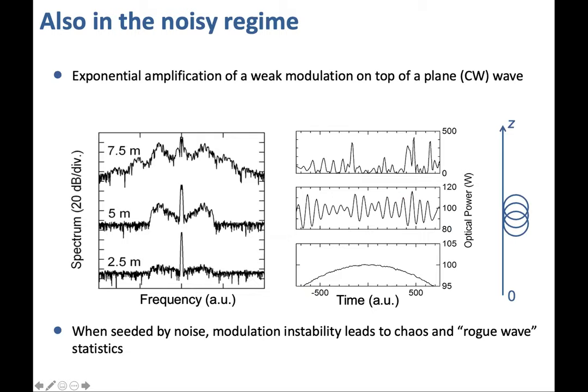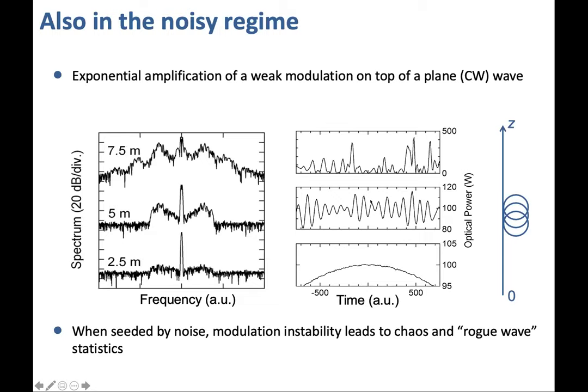The instability can also be seeded by noise, so not coherently in that case. If you inject only a plane wave or pulses which have a very long duration, modulation instability will typically develop from the noise, which is always present. And that will also lead to the breakup of your input pulse or continuous wave, plane wave, into a random train of ultra-short structures, which can also be seen as the same type of breather structures that emerged in the coherent case.